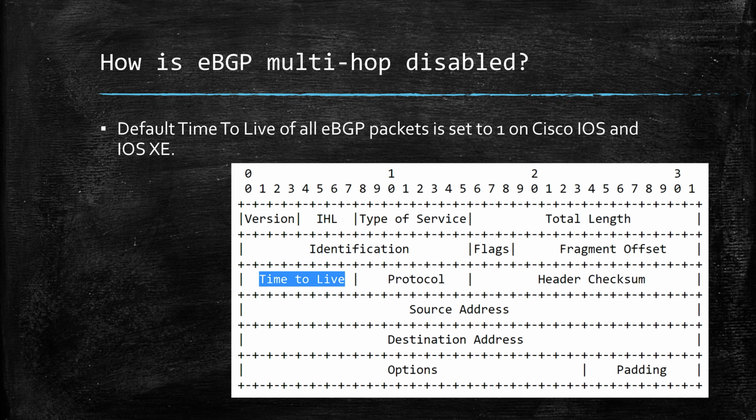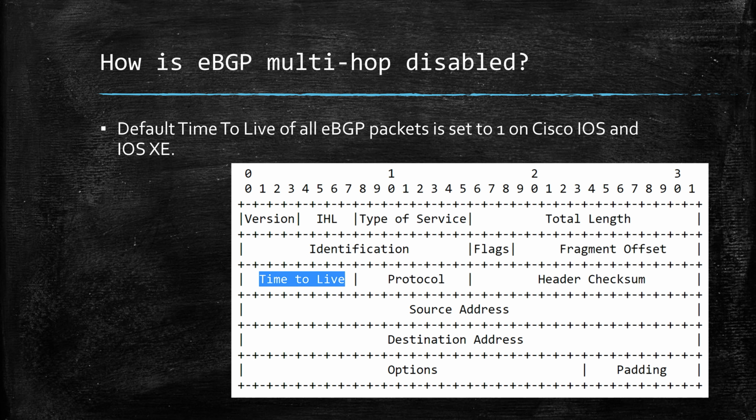In Cisco, the default time to live of all external BGP packets is set to 1. This means that the packet can go only through a single layer 3 device and it has to be the destination peer. Keep in mind that this is only external BGP and internal BGP doesn't have this restriction.